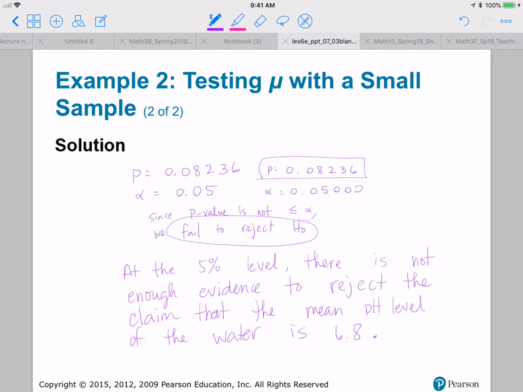Maybe if we had gotten a sample with a more extreme sample mean, then we would have been able to reject the claim or something like that. But there just is not enough evidence, based on the sample that we took, that the claim needs to be rejected.